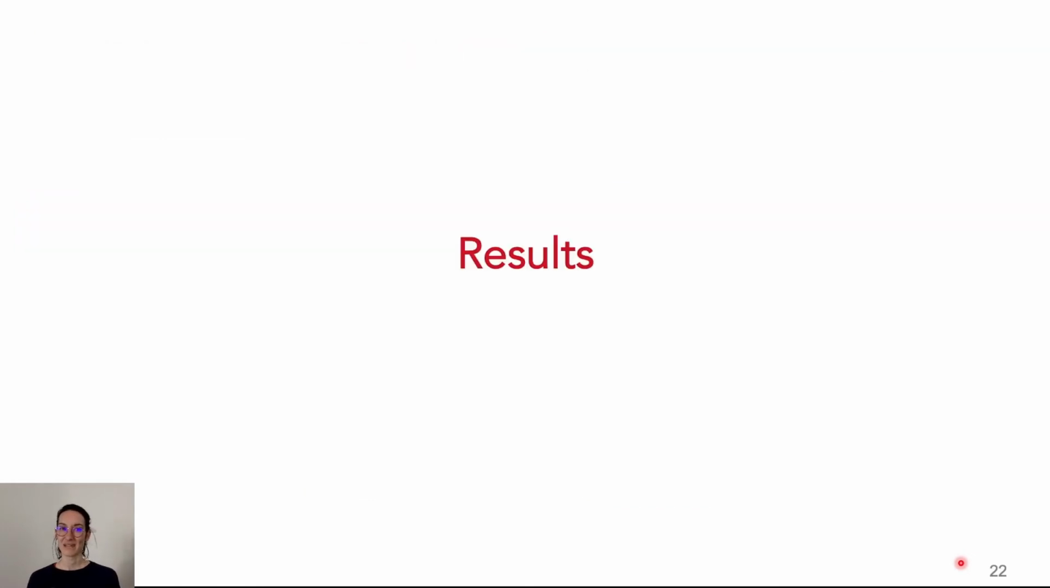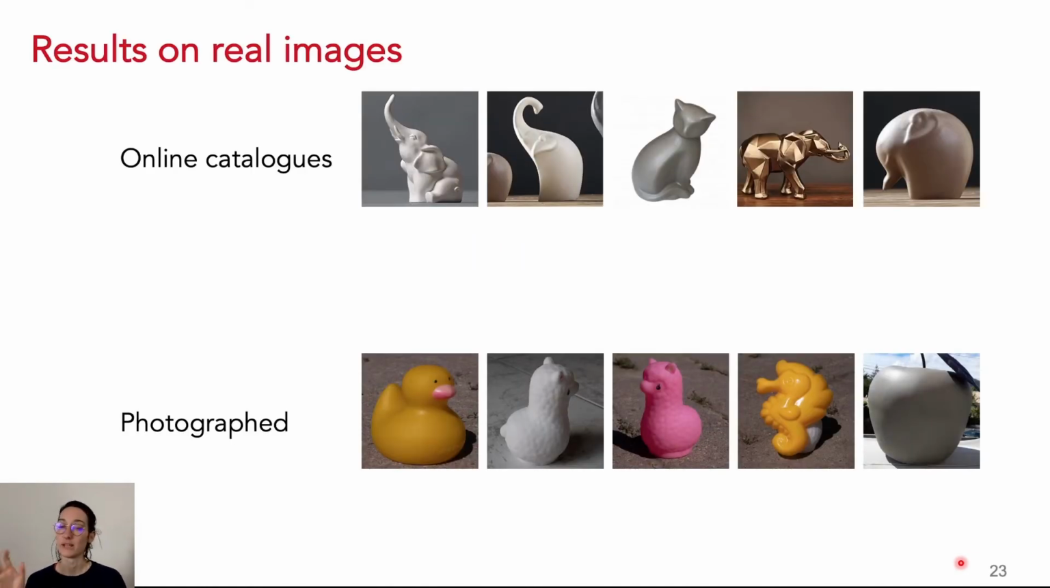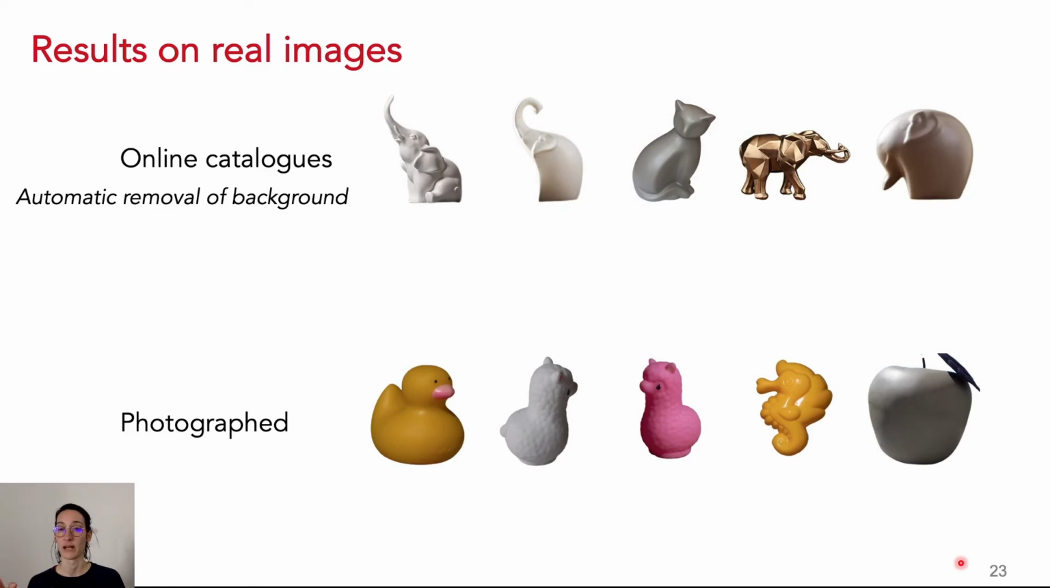Okay, so it's now time to look at some results on editing images. First, let me quickly present the images that I will use. These are real images that we took either from online catalogs or that we photographed, objects that we photographed in various conditions. First, we automatically removed the background of this object.